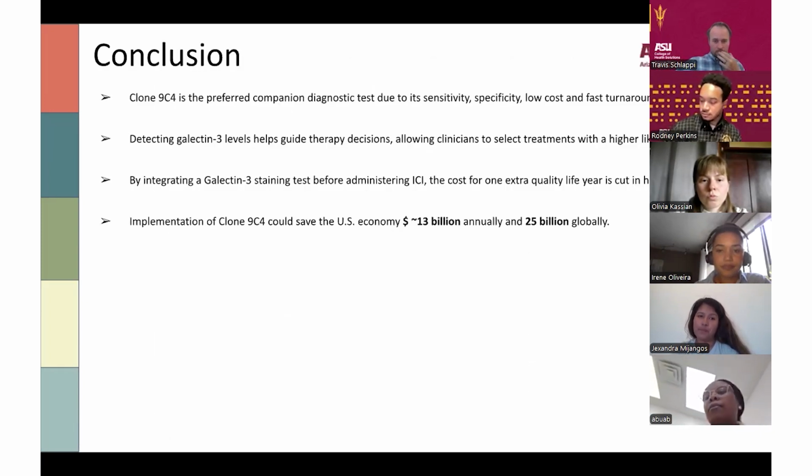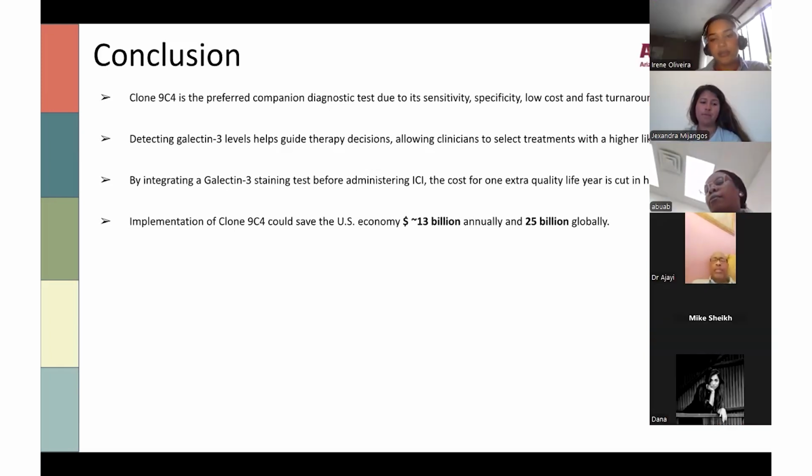All right, so now we're at the end of our presentation, and the main takeaway from this research is that the Clone IC4 is first preferred as a companion diagnostic test due to sensitivity, specificity, low cost, and fast turnaround time. And second, detecting galectin-3 levels helps guide therapy decisions. It allows clinicians to select treatments with a higher likelihood of success. And also by integrating a galectin-3 staining test before administering ICI, the cost for one extra life year gets cut in half. And lastly, implementation of the Clone IC4 as a companion test could save the U.S. economically around $13 billion annually and also $25 billion globally.